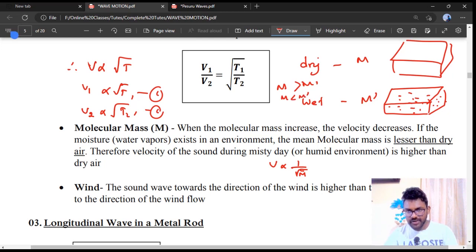That means whether the mean molecular mass of the dry air is higher than the molecular mass of the wet air, where we can see more water molecules. Think about it for a second and come up with an answer.